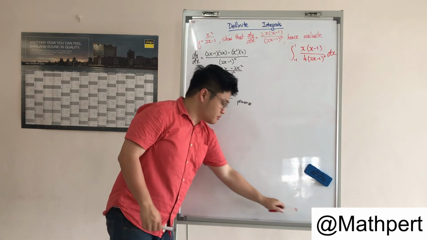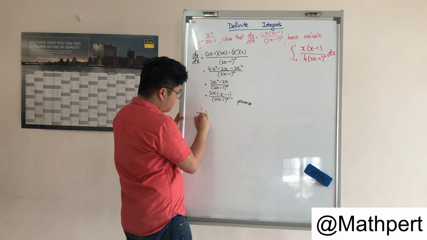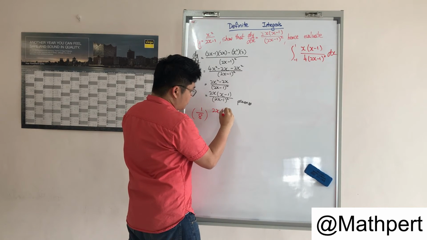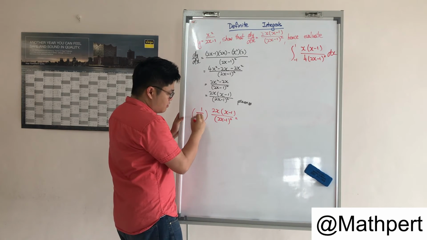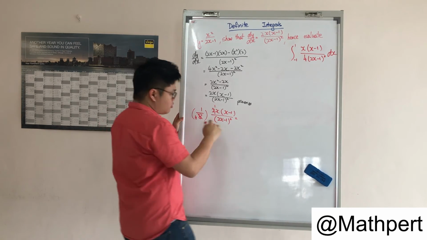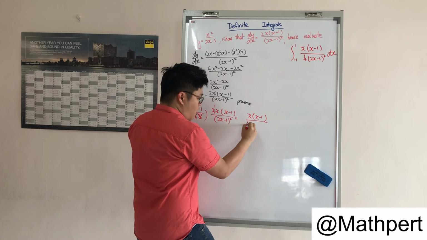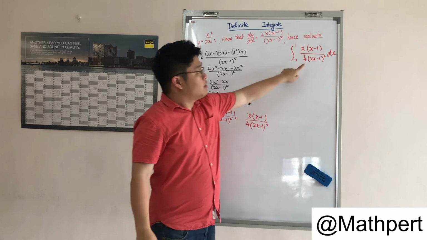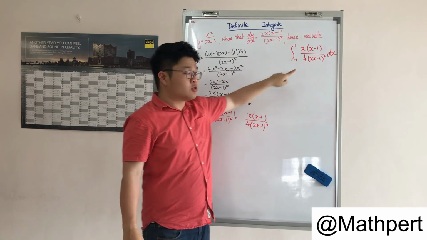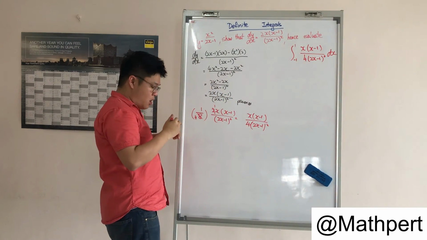Let's see. If you put 1 over 8 over here, 1 over 8 times 2x times (x minus 1) over (2x minus 1) squared, what do we get? 4, 1. So we get (x minus 1) over 4 times (2x minus 1) squared. Isn't it the same? So in order to change from here to here, we multiply by 1 over 8.